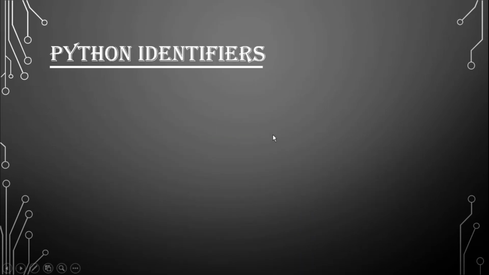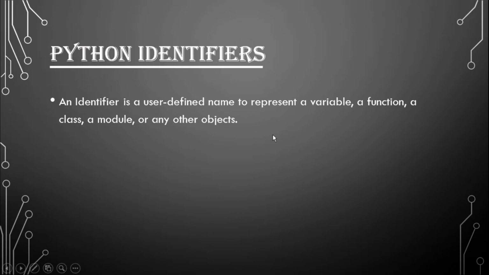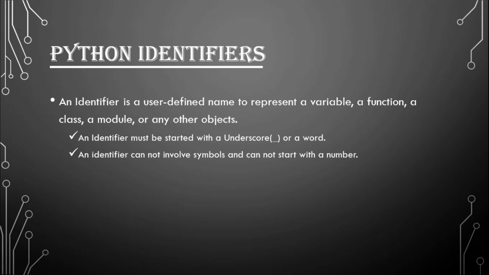And now next one is Python identifier. An identifier is a user defined name to represent a variable, a function, a class, a module or any other object. An identifier must be started with underscore or word. A word means capital letter A to Z and or small letter a to z. An identifier cannot involve symbol and cannot start with a number.